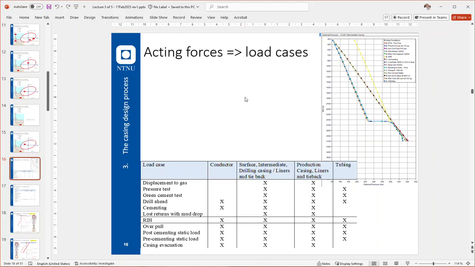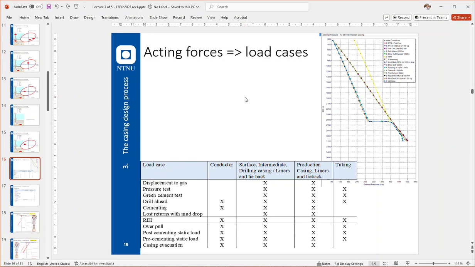Drill ahead is a situation where you are basically just checking what the loads are as you are drilling out of your cemented casing and starting to drill the section. Say that you have a very low drilling mud weight that you're using, and the previous section was very high. Then the installed casing that you're drilling through will have a collapse load from the different densities.